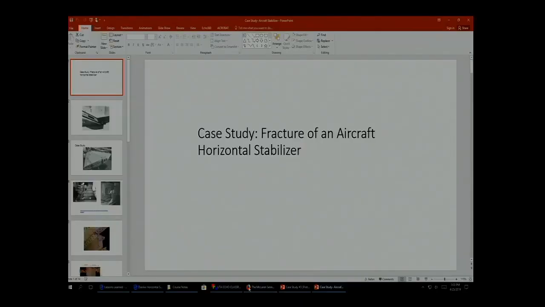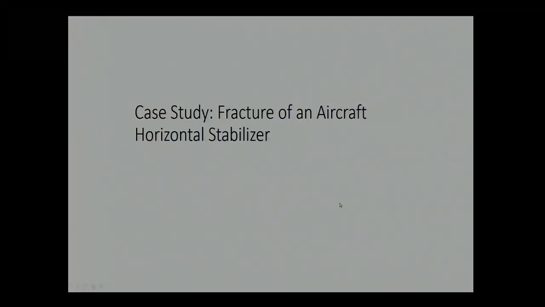So this is the last case study we will do for this class. It's actually a very interesting case. It comes from, again, a Boeing crash. As we said, lots of things we learned in fracture mechanics come from some disastrous events.